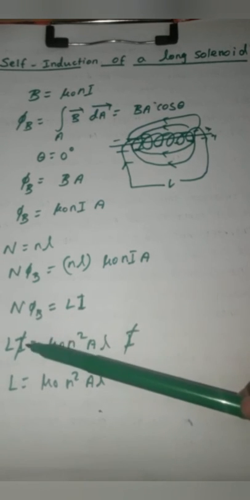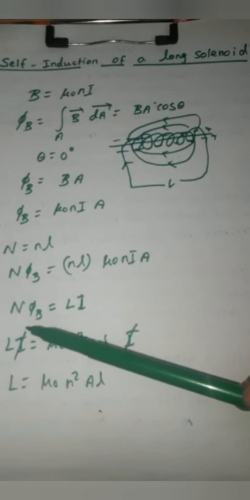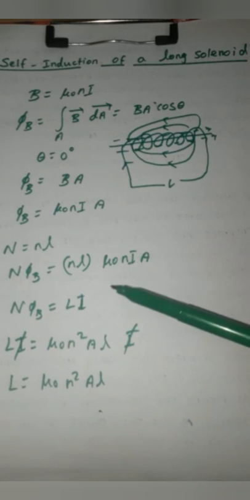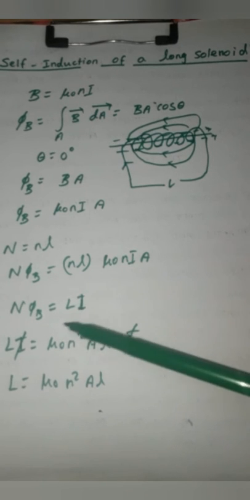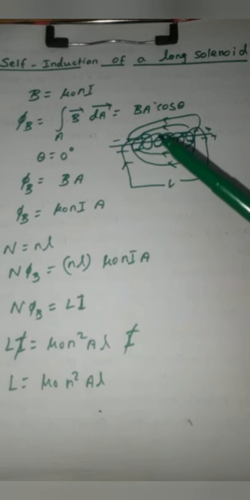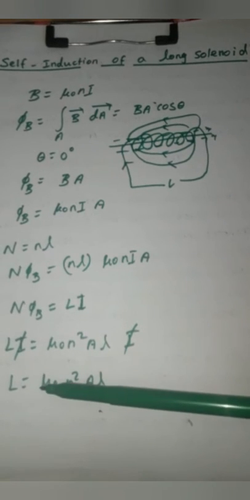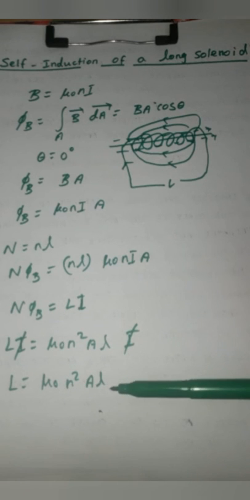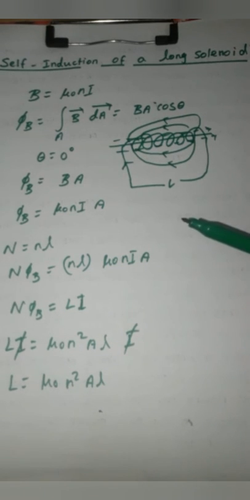When we substitute, we are getting L i equal to mu naught N squared A l i. We have to cancel the i. So we are getting the self-induction of the long solenoid, L, which is equal to mu naught N squared A l. This is the self-induction of the long solenoid.